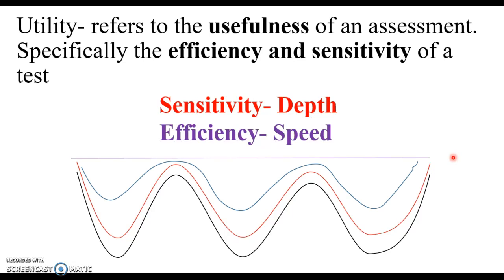So what you want to do is you want to be this blue line right here. You want it to be sensitive, but you also want it to be efficient. So it's shorter, but it still goes into enough depth to get information about the child. And sometimes you need a test that's more sensitive, and with some children, you need a test that's more efficient.